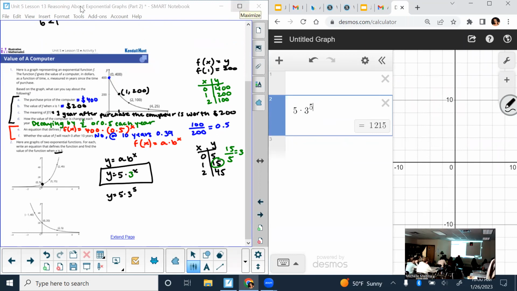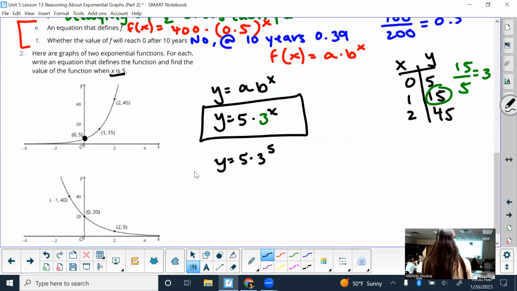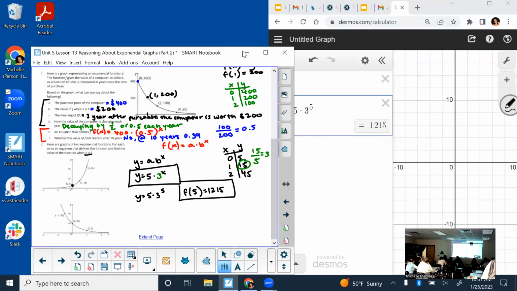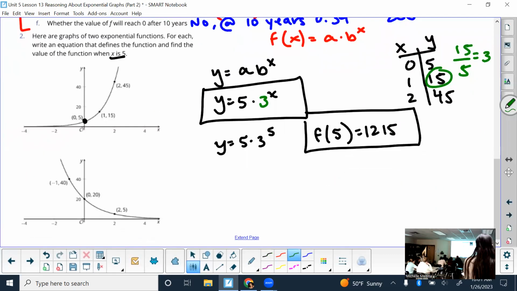Okay, I'll write it up here. So y is, and I'll write it in function notation even. So when my x is 5, my y is 1,215. We have no clue what this problem's about, but we should also be able to interpret when the input's 5, the output is 1,215. All right, next graph.